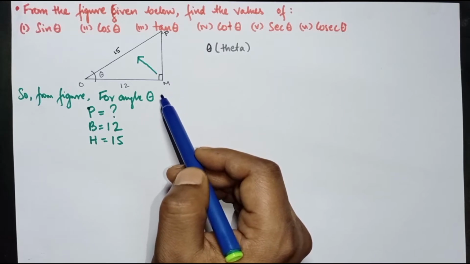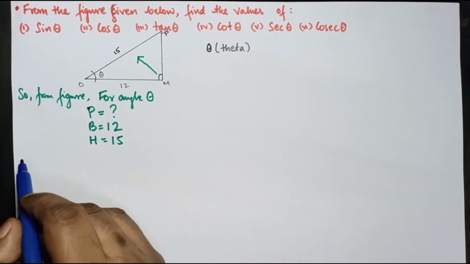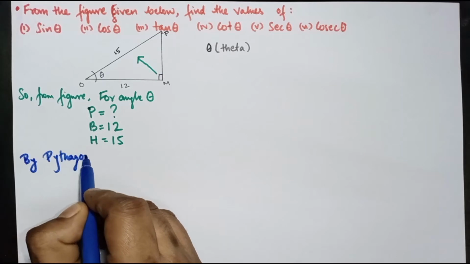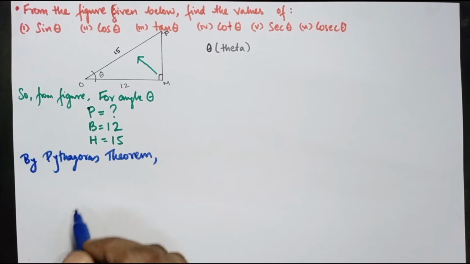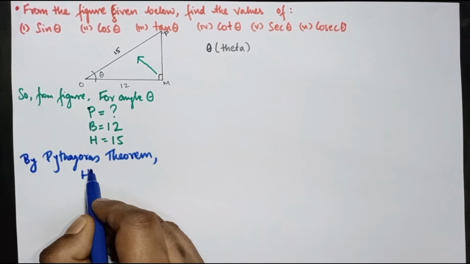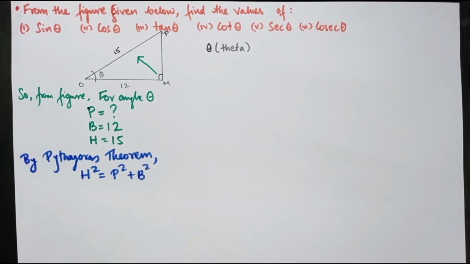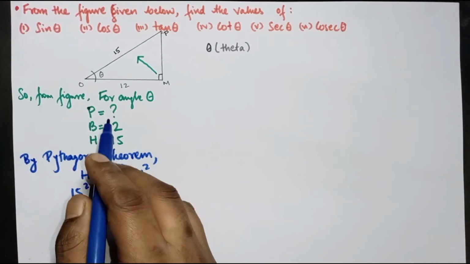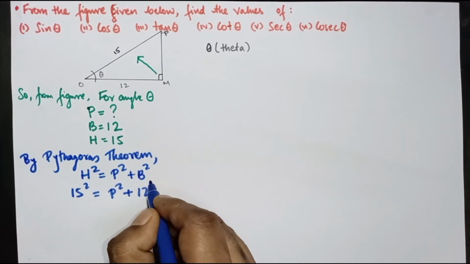Now we have to find the value of P. To find the value of P, we have to use the Pythagoras theorem. By the Pythagoras theorem, you know the formula. What is the formula? H square equals P square plus B square. Now we'll just put the values. H is 15, so this will be 15 square. P I don't have, so I'll write P square only, plus B is 12 square.